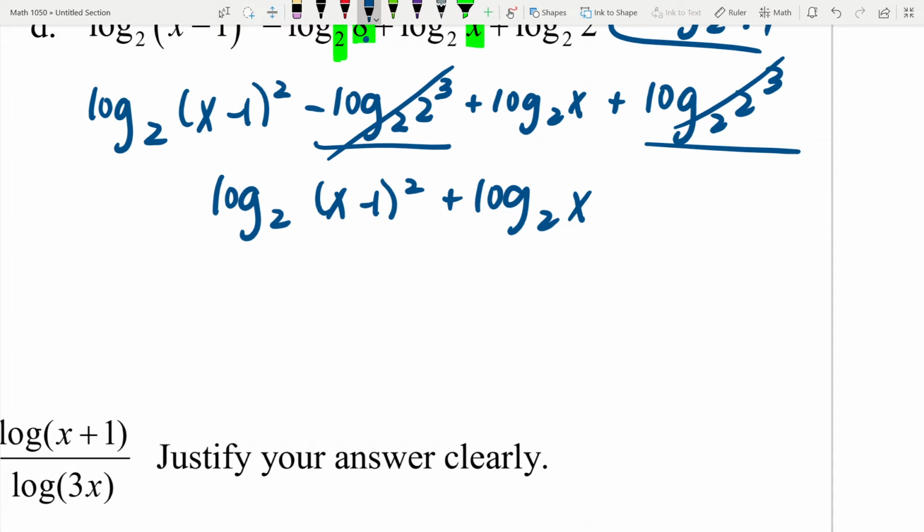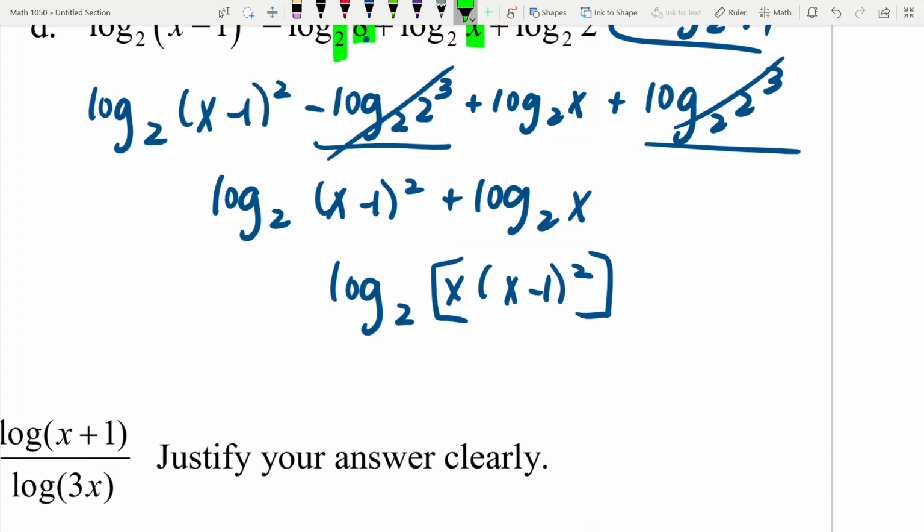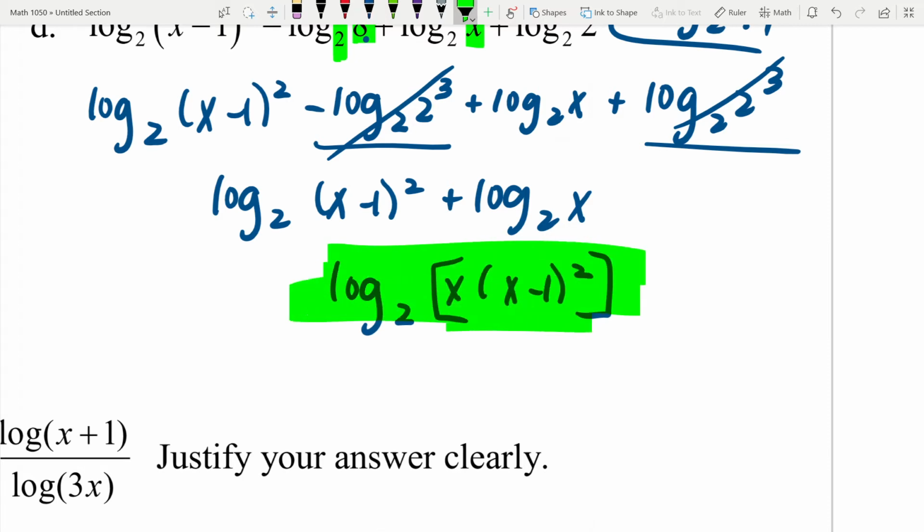Those are added, so when I condense, they're going to be multiplied. So it's log base 2. It's typical to put the x first on a multiplication. It's kind of weird to put it at the end. And like I keep telling you guys, I like to add parentheses or brackets around my answer. So there you go.